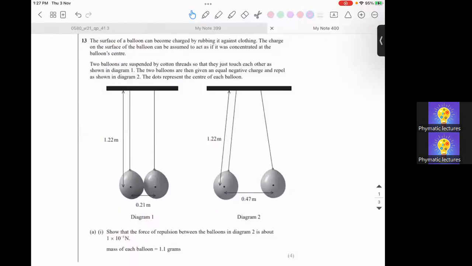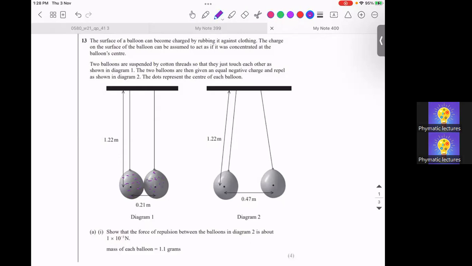So here in this question, the surface of a balloon can become charged by rubbing it against clothing. The charge on the surface of the balloon can be assumed to act as if it was concentrated at the balloon center. The two balloons are suspended by cotton threads so that they just touch each other as shown in diagram 1. So that means both are charged with negative charges. Obviously, they will repel each other because electrostatic force will be there.